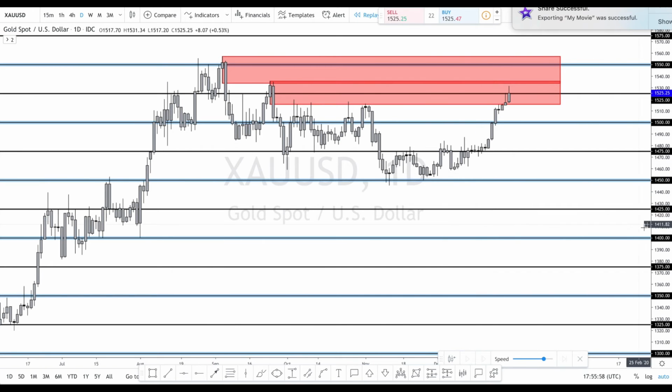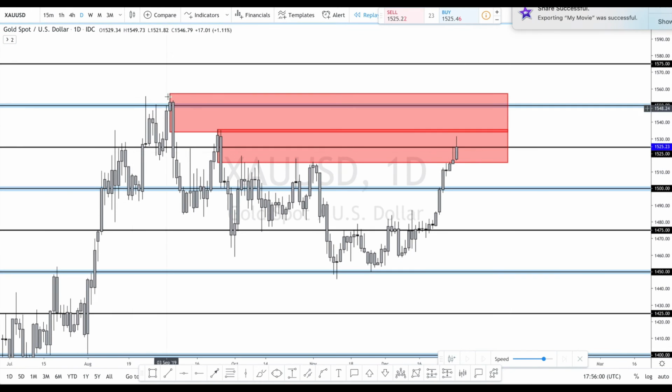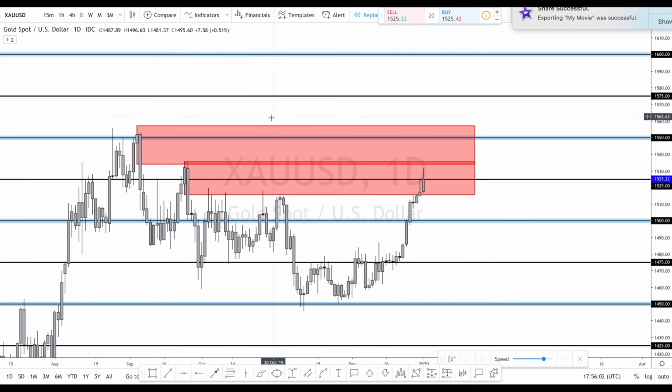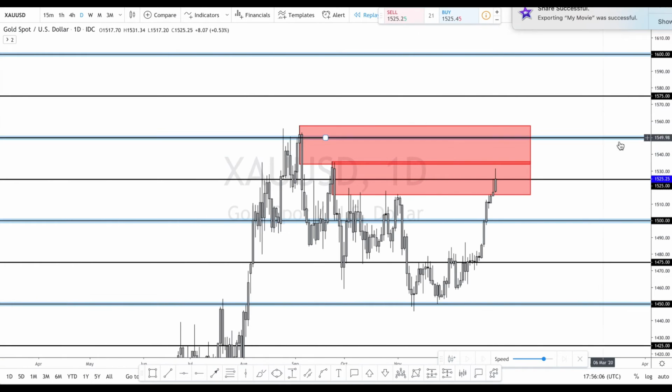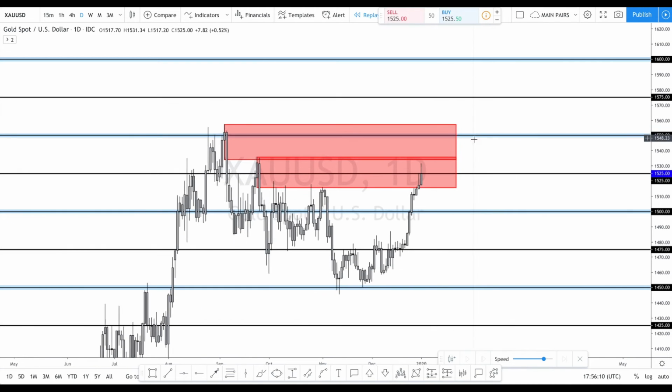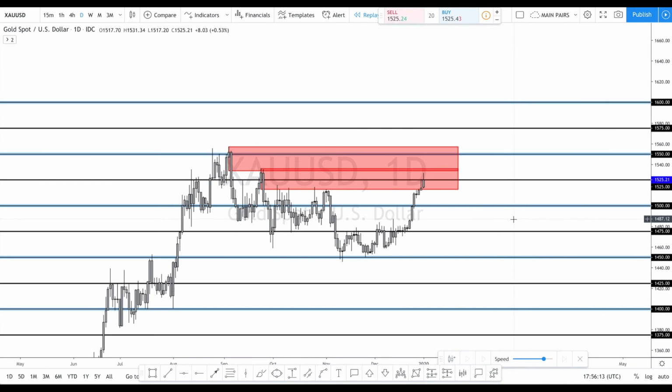Obviously, there's no way to know, but you understand your overall bias. If you get above 1557, then you know gold's going to go bullish anyway. So it's going to continue to rally, to rally, to rally. It's just giving you areas of where price potentially should stop from.